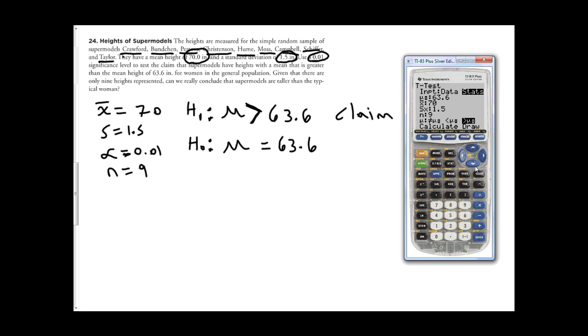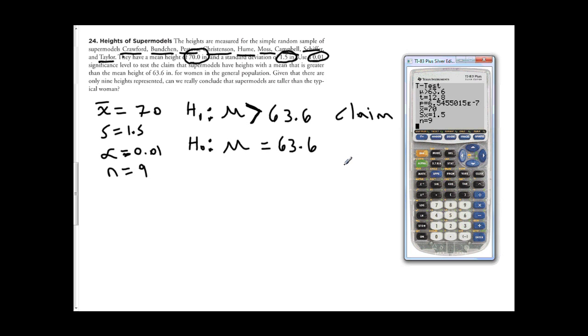Now, next we want to look at the alternative hypothesis. The alternative hypothesis here once again is greater than, so we highlight greater than. And then we go to calculate. And here it's giving me my t-test statistic is 12.8. And the p-value is very, very small. The p-value is 6.5 times 10 to the negative 7th power. That's a decimal point, 6 zeros, and then a 7. So that's a very, very, very small number.